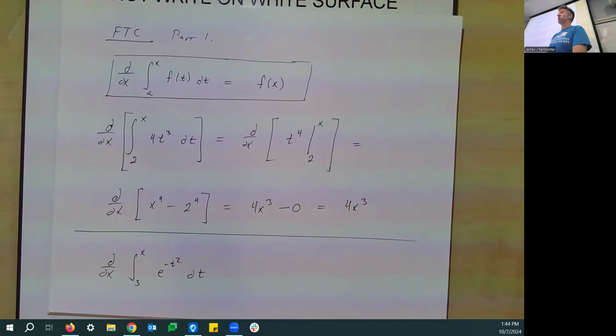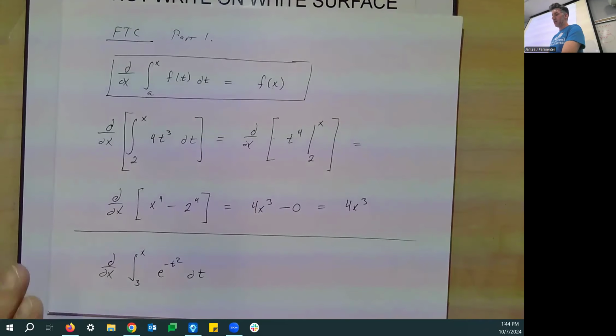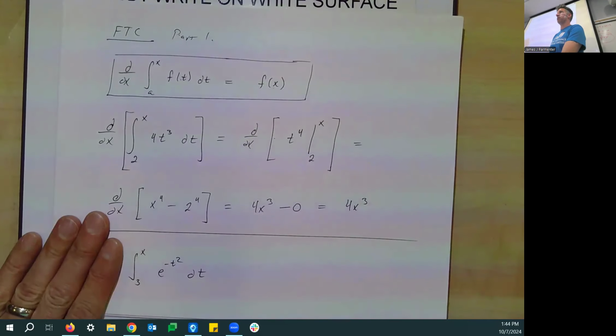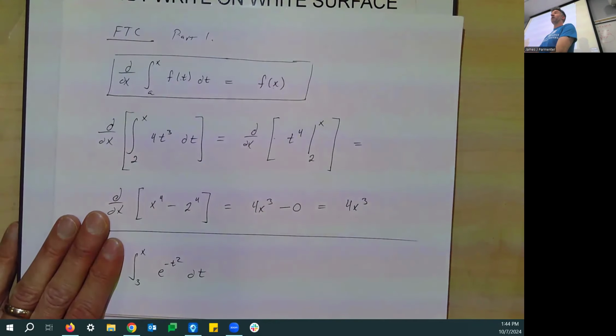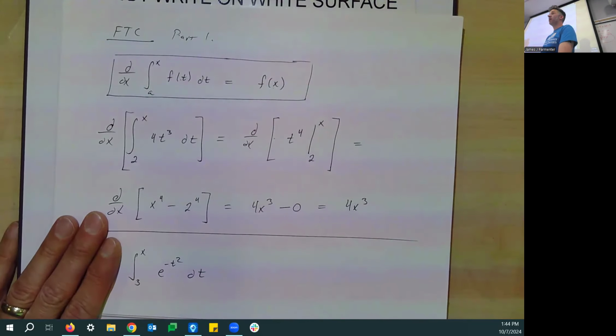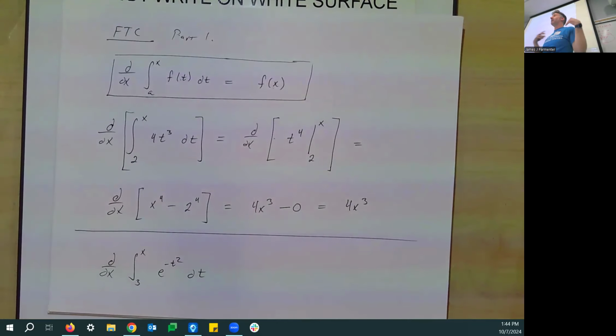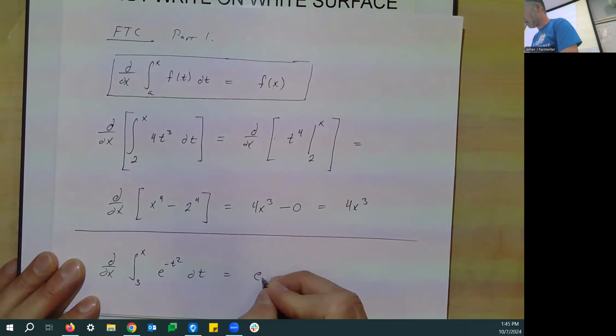You know what the antiderivative of e to the negative t squared is? It's that without the limits of integration. That's all you can do. There's no nice elementary function, as we say, that is an expression for the antiderivative of e to the negative t squared. Such is life. So that means you couldn't do it this long way. You just have to be like, well, I believe in the fundamental theorem of calculus that the derivative of whatever the antiderivative would be is going to end up back where I started. So here I'm going to end up getting e to the negative x squared.